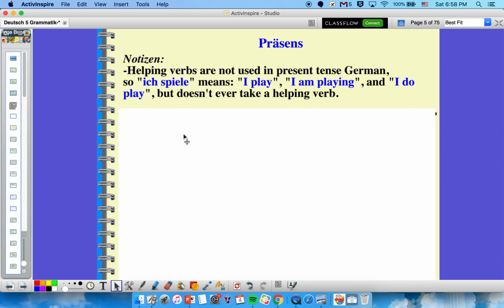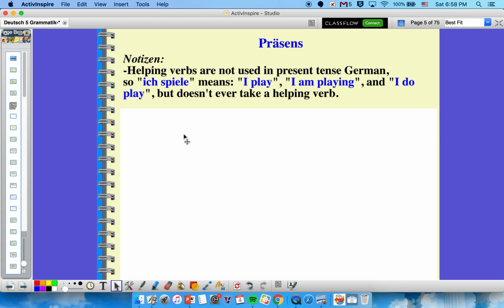A couple side notes here. One of the things that coming from English that a lot of times we make mistakes on in present tense is that we want to use all these helping verbs in English that just don't work in present tense German. And when I say helping verbs are not used in present tense German, modal auxiliary verbs are technically helping verbs, yes, but not the way that we use helping verbs. We love to say things like I am playing, or I do play, or I am reading, or I do read, or things like that.